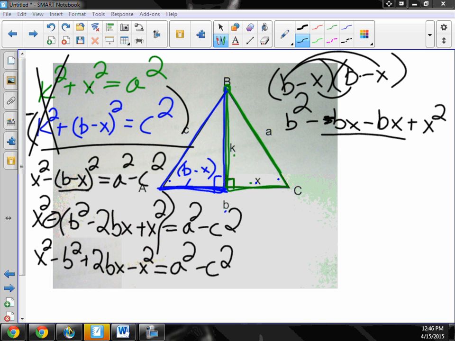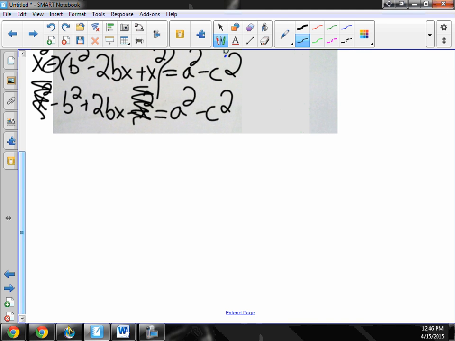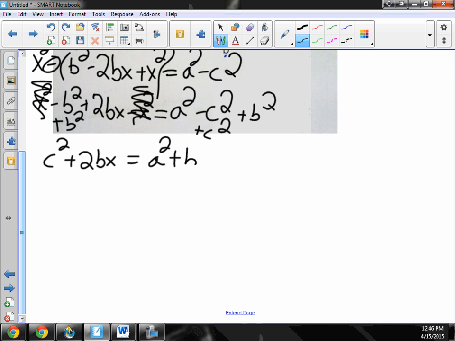I can combine the X squareds to get 0. I have a positive X squared here and a negative X squared here. So I get rid of those. Now I'm left with 1X. I got rid of the K squareds. I got rid of the X squareds. Now I just have an X. But before I fix that, just because we typically write the equation in a specific way, I'm going to add this to the other side to make it positive, and I'm going to add this to the other side to make it positive. So C squared plus 2BX is A squared plus B squared.